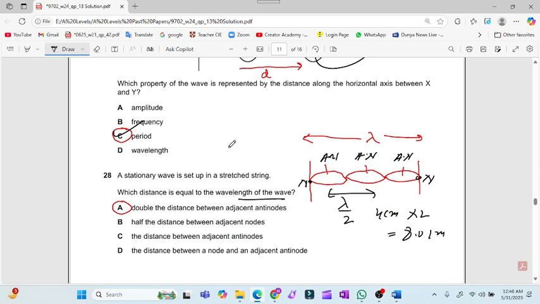A stationary wave: for the stationary wave, the distance between 3 consecutive antinodes will give you the wavelength, or the distance between 3 consecutive nodes will give you the wavelength. So we will double the distance between 2 adjacent antinodes to get the wavelength. For example, antinode to antinode has a distance of 4 centimeter, and then we multiply by 2, then we will get 8. So option A is the valid option.